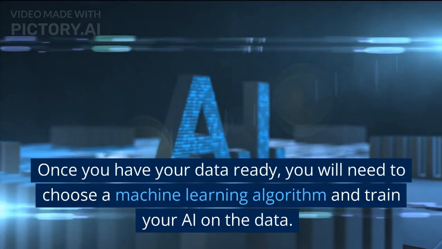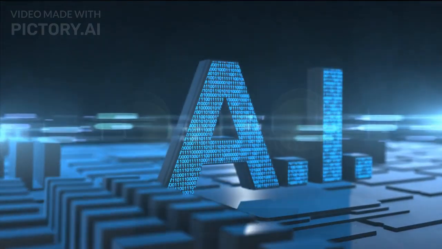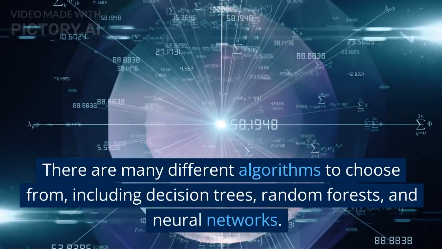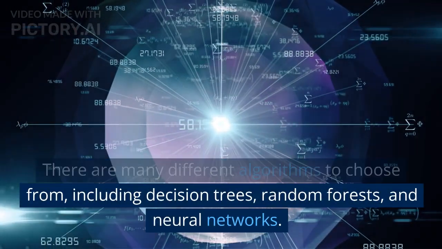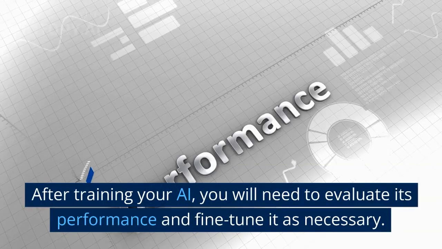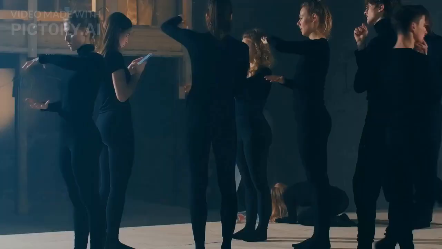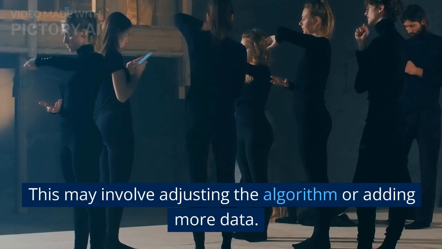Once you have your data ready, you will need to choose a machine learning algorithm and train your AI on the data. There are many different algorithms to choose from, including decision trees, random forests, and neural networks. After training your AI, you will need to evaluate its performance and fine-tune it as necessary. This may involve adjusting the algorithm or adding more data.